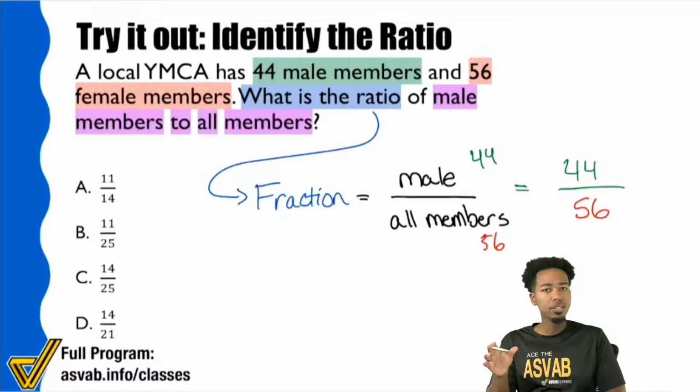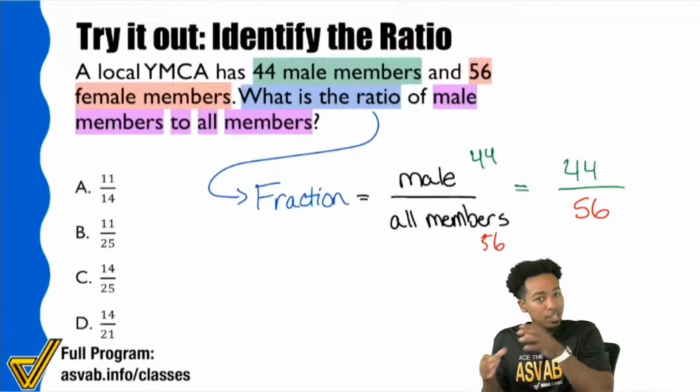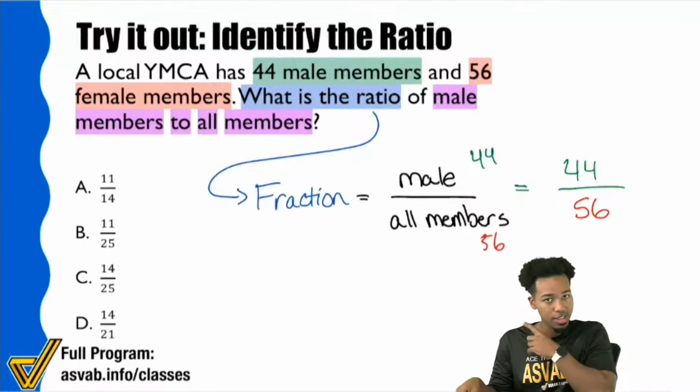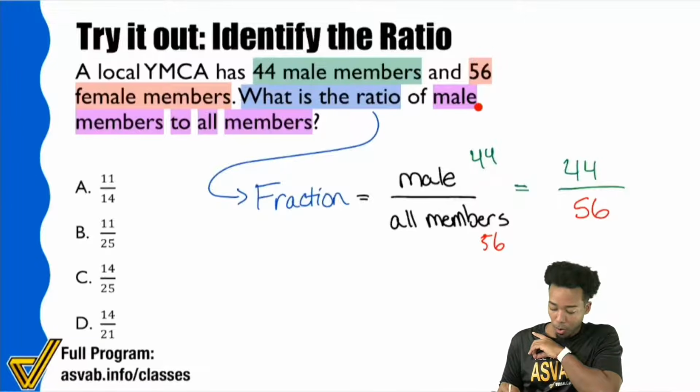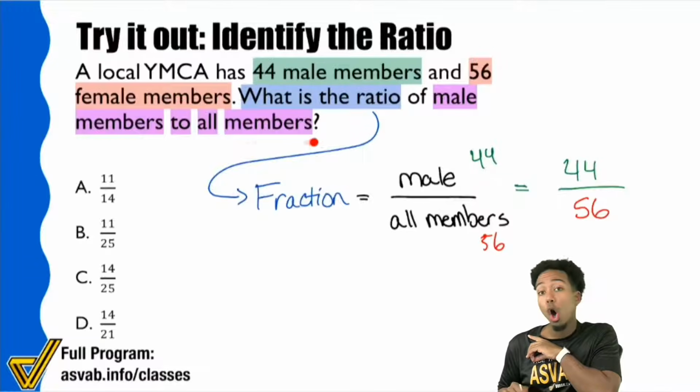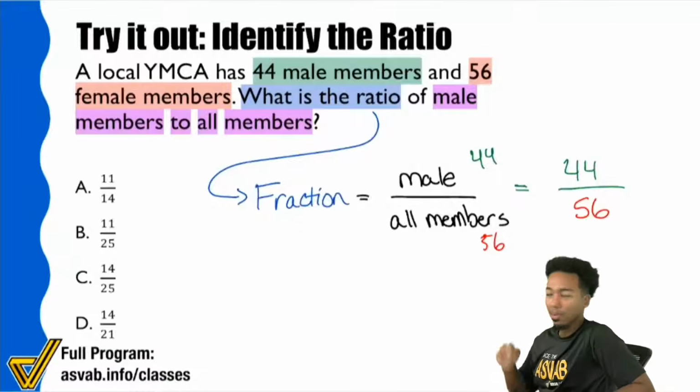They didn't ask us to compare males to females. This is where paying attention. Again, like I said, if you just pay attention to the details, it does become a little easier. And this is how. First, in the question, notice that the question said, what is the ratio of male members to all members? And we wrote that down.